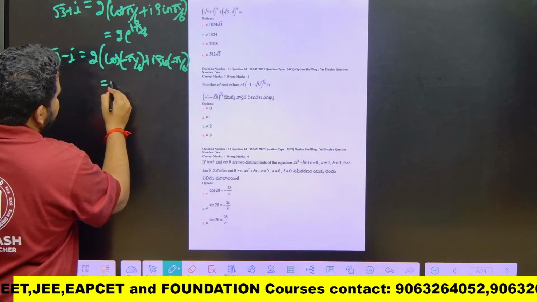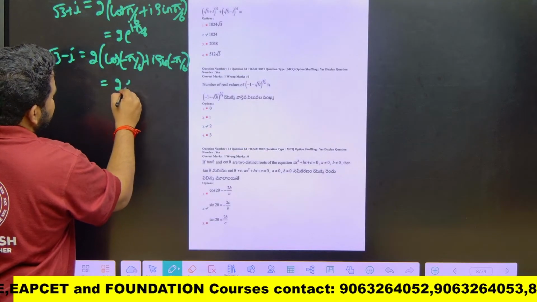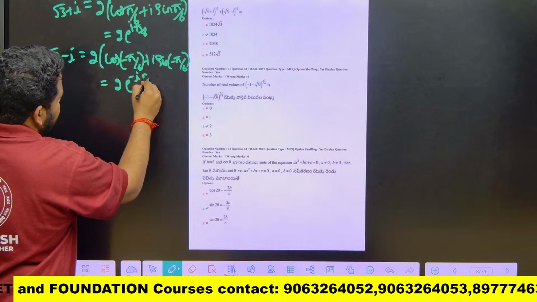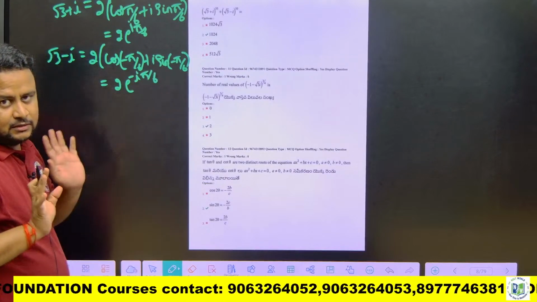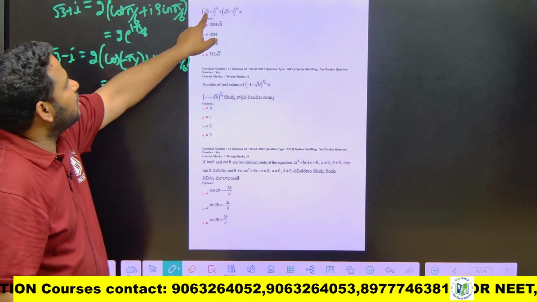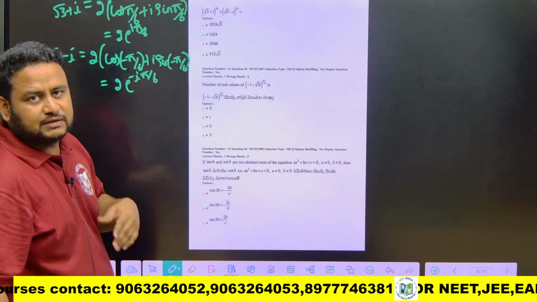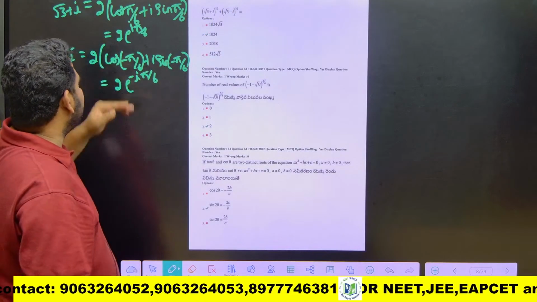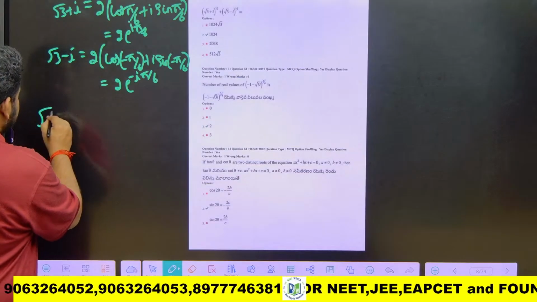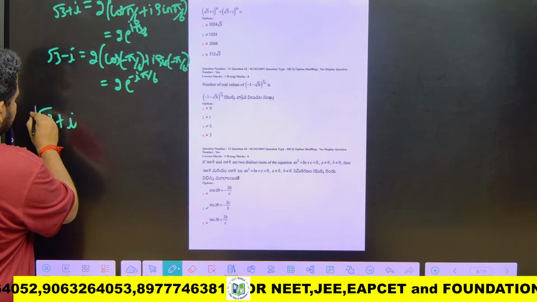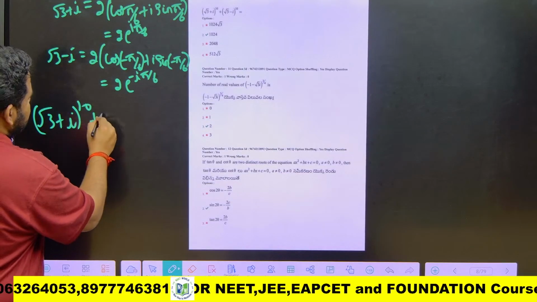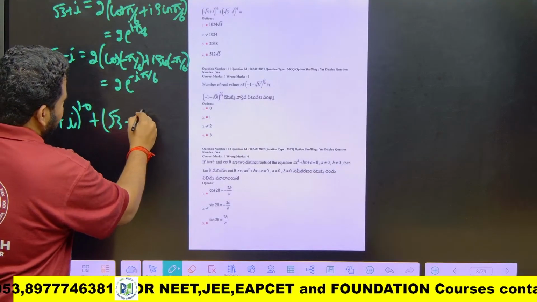Okay, if I equate this, it will be equal to 2 times e to the power of minus i pi by 6. This is what we will get. Now they are asking for the power of 10, so I have to raise this to the power of 10. So I can write this as (root 3 + i)^10 + (root 3 - i)^10.